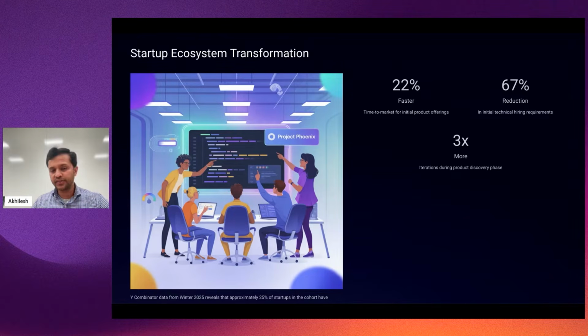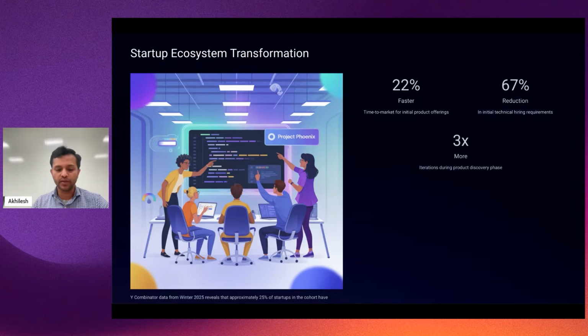So one interesting statistic that we have noticed is about Y Combinator, a very popular startup accelerator in the United States. And the winter 2025 cohort data is staggering, right? 25% of the startups in that particular cohort have code bases that are 95% AI generated, right? Let that sink in for a couple of seconds, right?